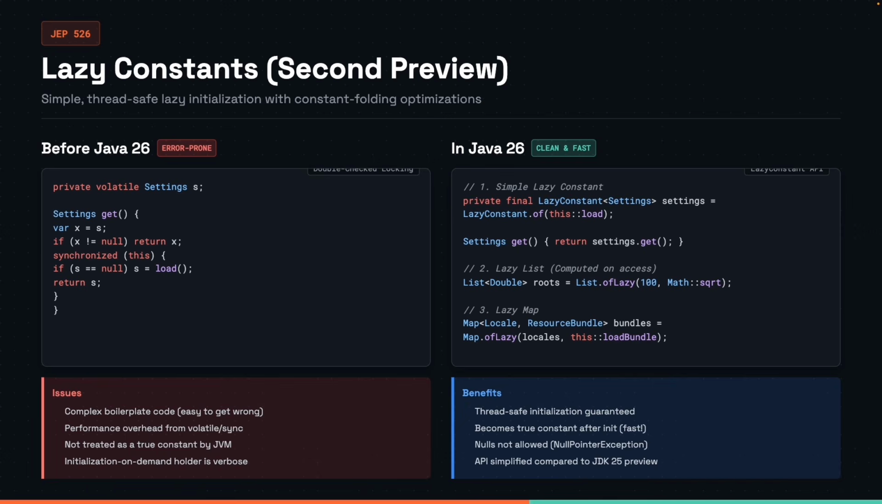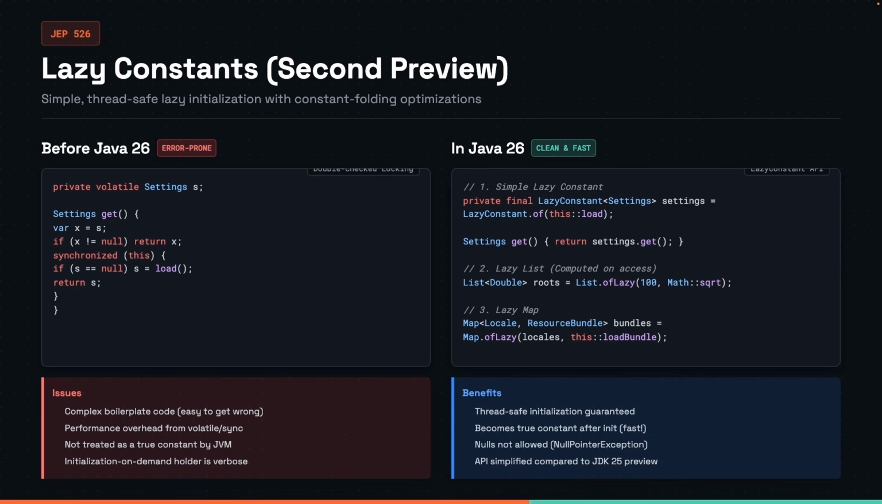You have 3 options. Eager initialization: load it when the class loads. But the problem with this is your app start is now 2 seconds slower even if you never use the settings. Second is simple lazy: load it the first time you need it. What's the problem? Not thread safe.